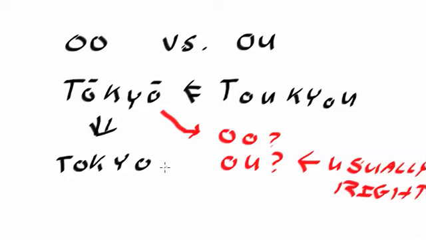There are words that actually use the OO combination, and a good example is this one, toy. But when you don't know, go with OU. The case of Tokyo, it's OU, and in the case of most other words, it's OU. So this concludes our discussion of the ambiguous Romaji. See you next time.